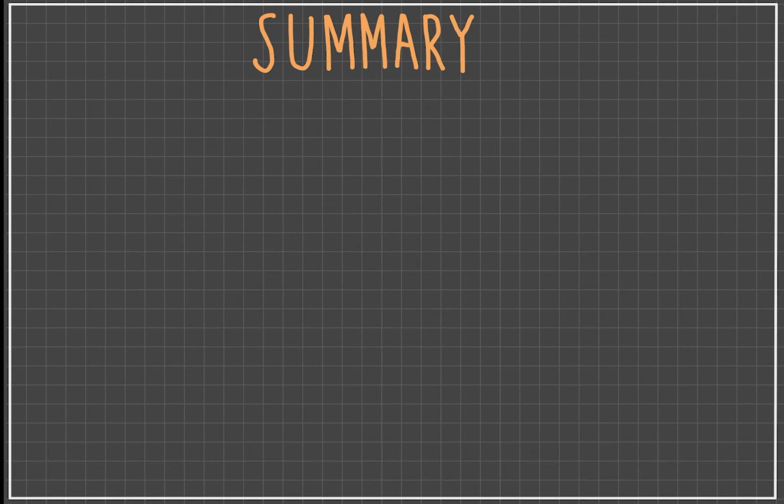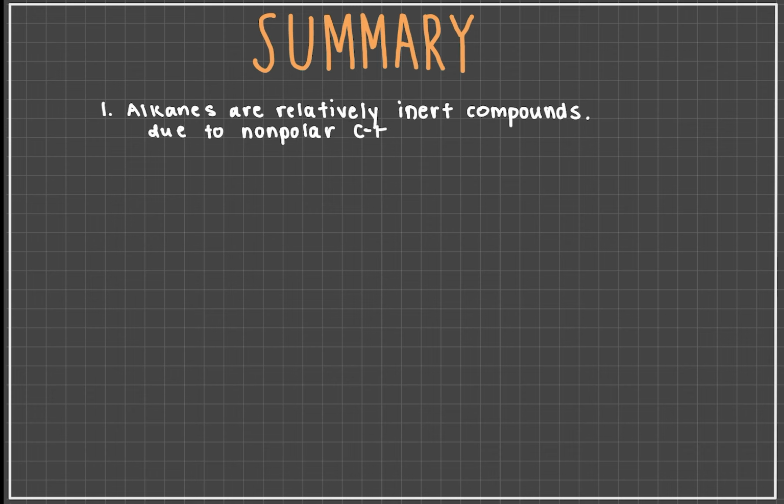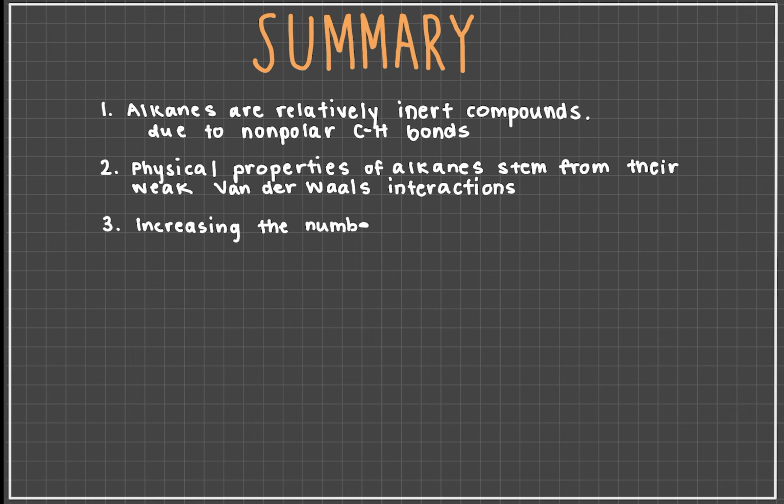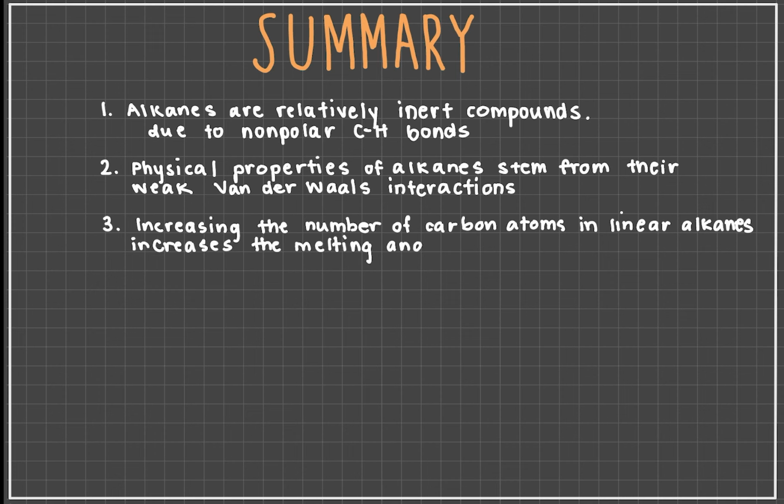All in all, let's summarize what we went over about alkane physical properties. Alkanes are generally inert compounds. This is due to the nonpolar CH sigma bonds that they consist of. The physical properties of alkanes stem from the weak van der Waals interactions between individual molecules. The greater the number of carbons in the linear alkane, the overall higher the melting point and the higher the boiling point. This is due to increased surface area and in turn greater van der Waals interactions.